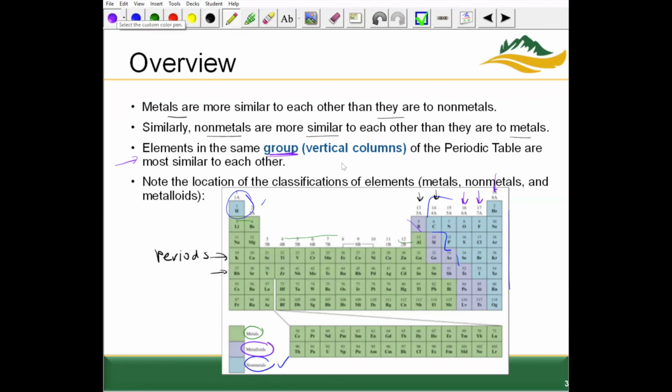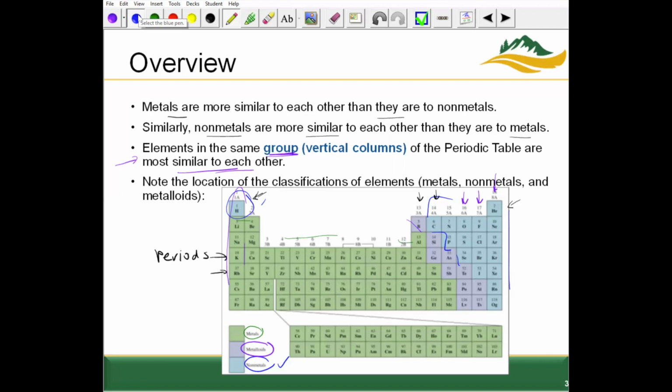This point is really important because elements within the same group, meaning the same column, are most similar to each other. Some anomalies to watch out for, though, is that hydrogen is still a non-metal, so it's more similar to these other non-metals than it is to the other elements that are in group 1. So watch out for hydrogen, as it's a little bit unique in that way.